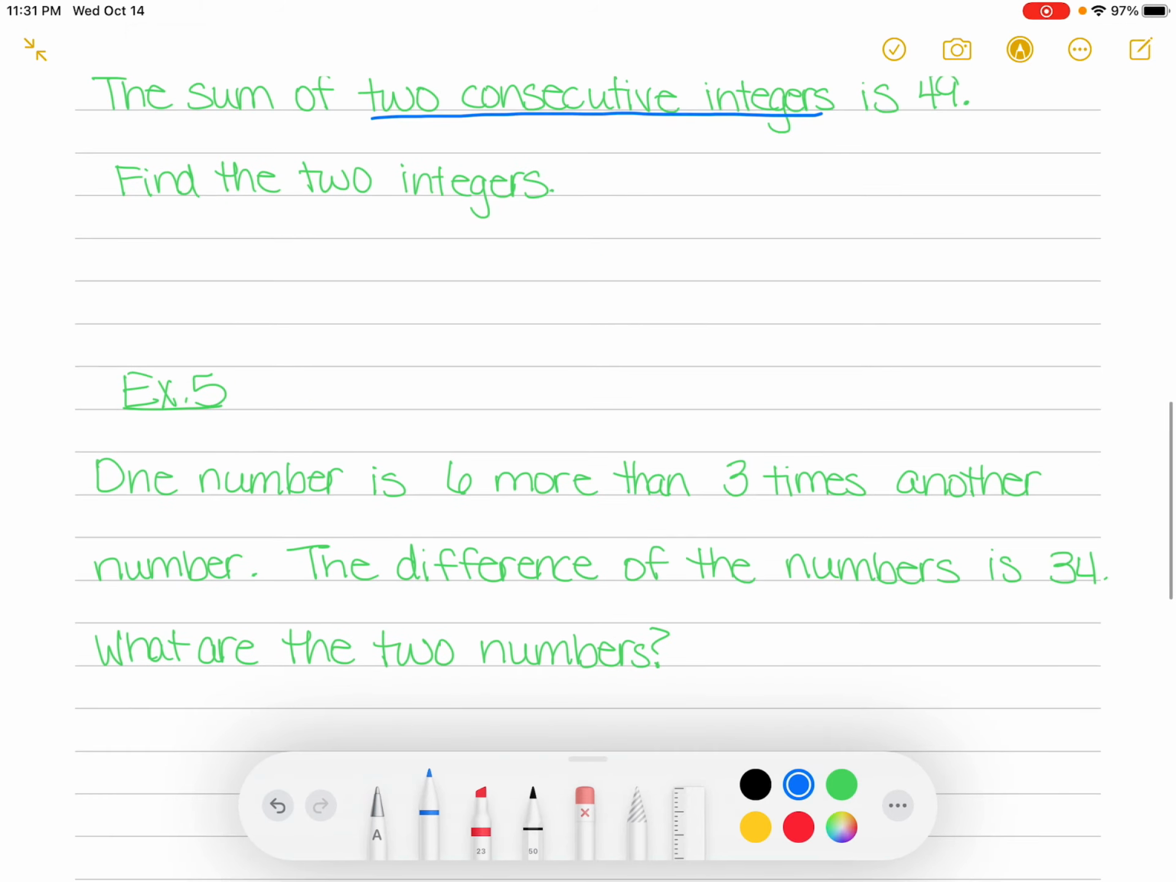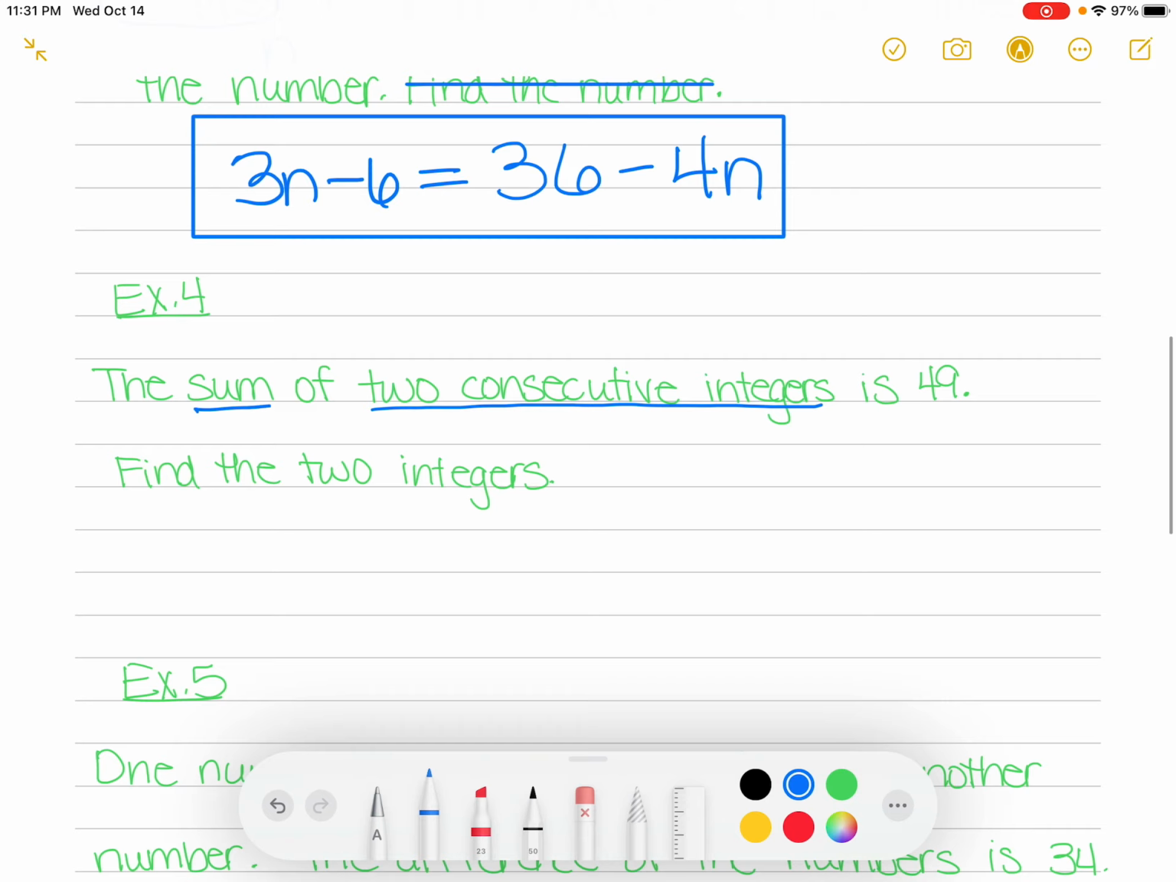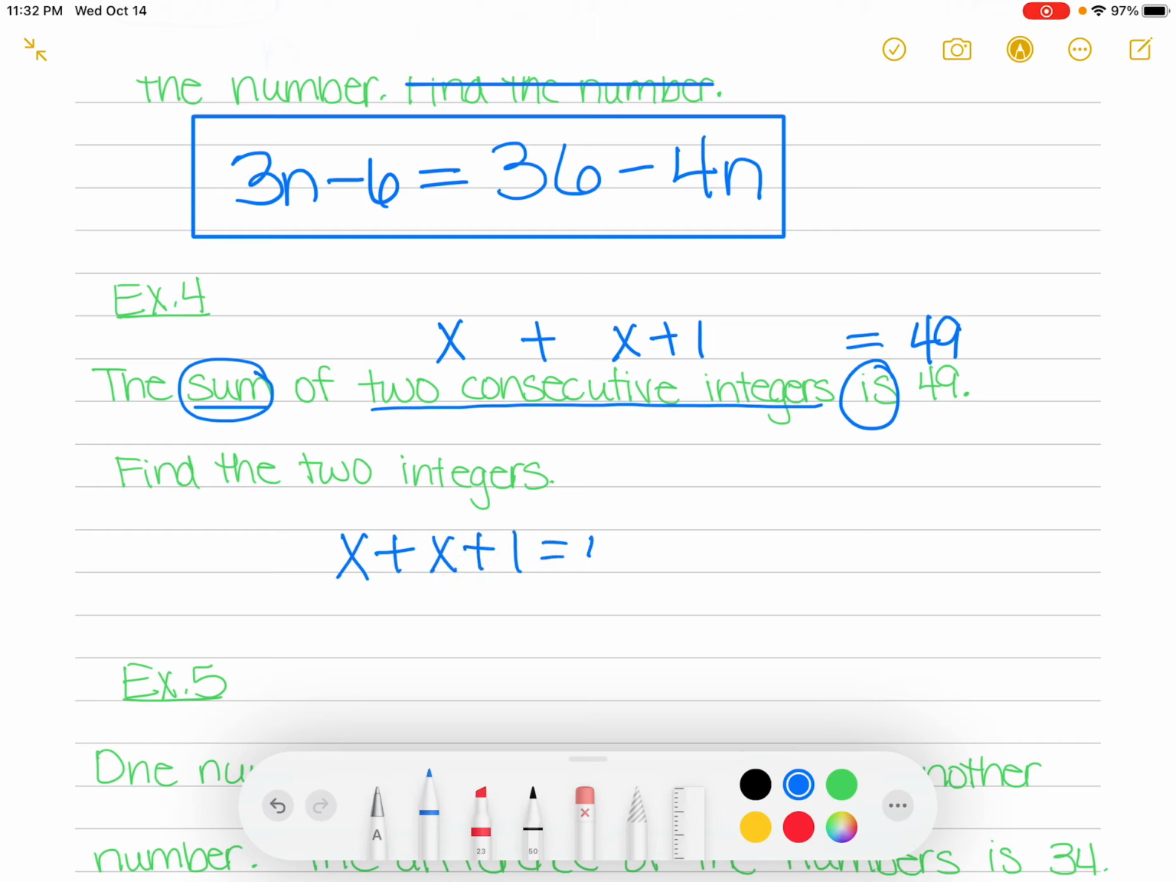So now when we go up here, it says the sum of 2 consecutive integers. Well, one of the integers is going to be x, and the other integer is going to be x plus 1. And I want the sum of those, so I'm going to put a plus sign. Is means equals, and 49. So my equation is x plus x plus 1 equals 49.